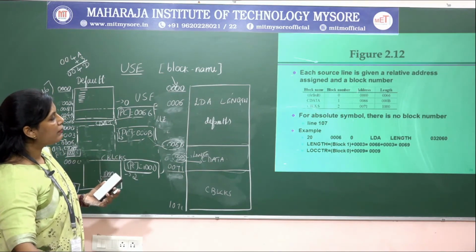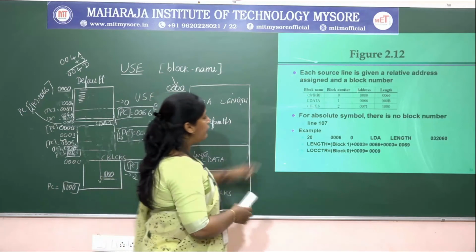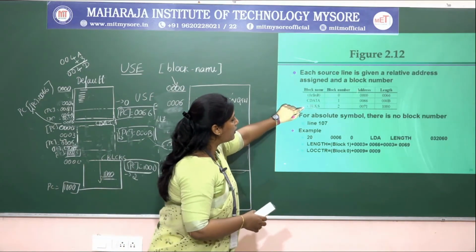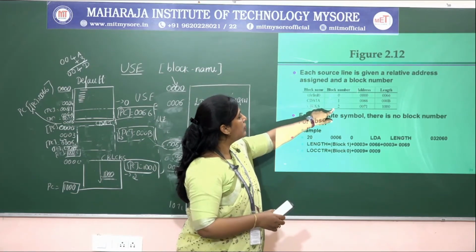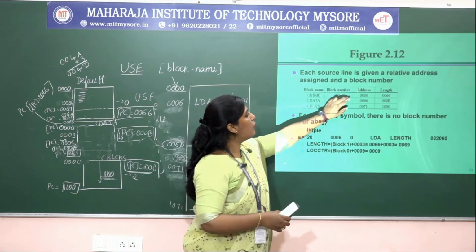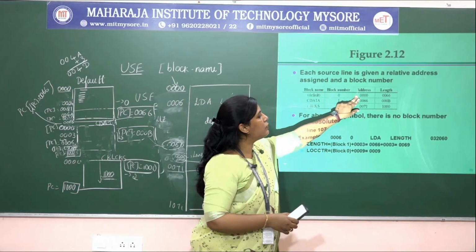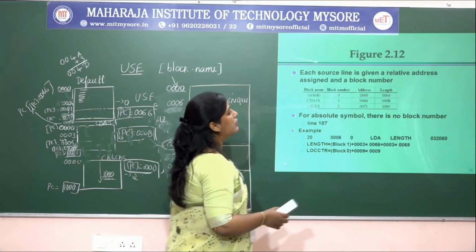Means in this case, you can observe that there are 3 blocks: the default block, the C data block and the C blocks. The block number for the default is 0, for C data it is 1, and for the C blocks it is 2. So what is the starting address of the default block? It is 00. What is the length of that one?